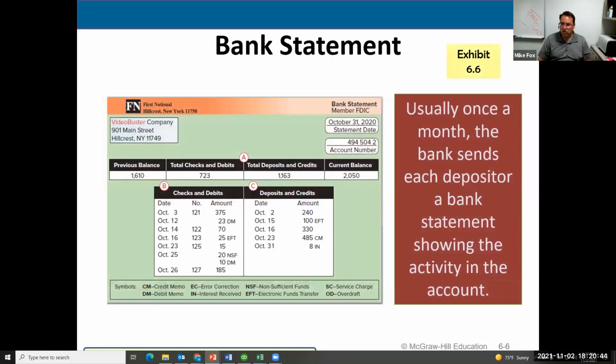All right, so I'm moving on to a new topic. Any questions about petty cash funds?